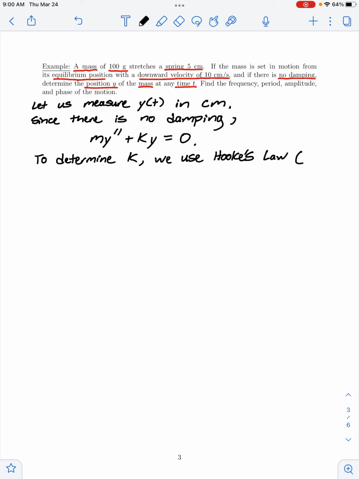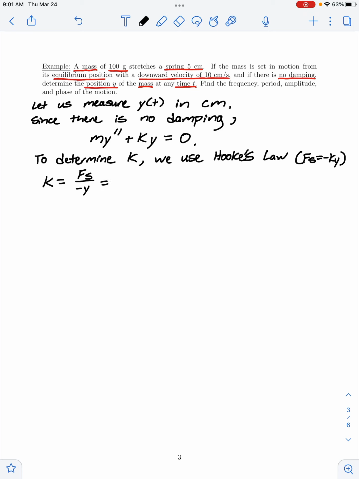Which says that the spring force is proportional to the displacement. So we have, as we saw initially, our spring force is negative k times y, where k is some positive constant. So let's look at this. To solve for k, we would take our spring force, divide through by our displacement.